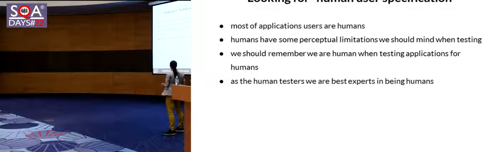So it's the question of looking at human specification, because our end user is mostly human, because we don't create applications for robots themselves. We just develop robots, but the end users of applications are always humans. And the great idea and the good news is that we are the best experts in it because we are humans. So it's just about being mindful and aware of that during the whole development process.